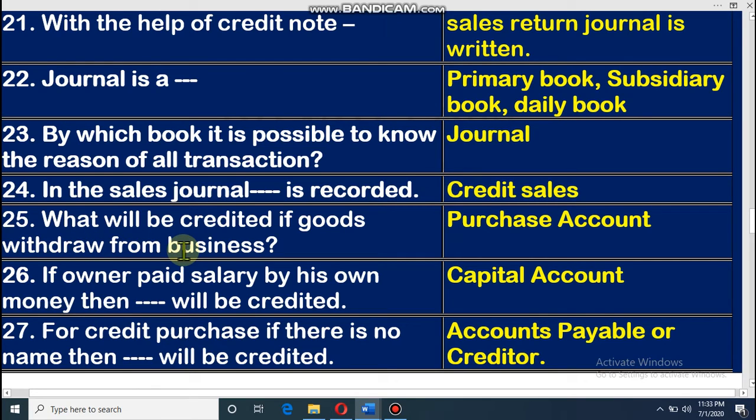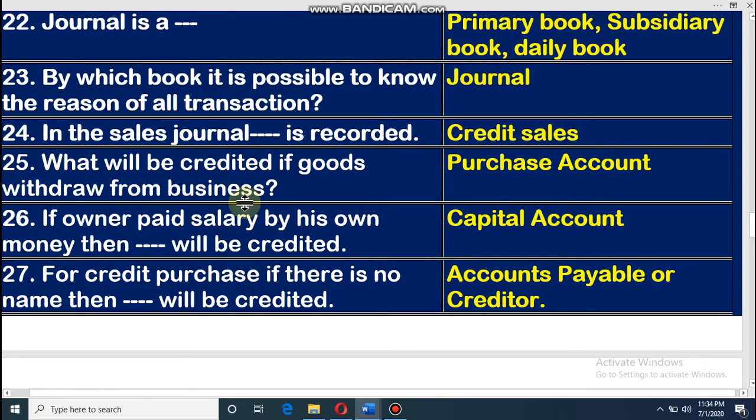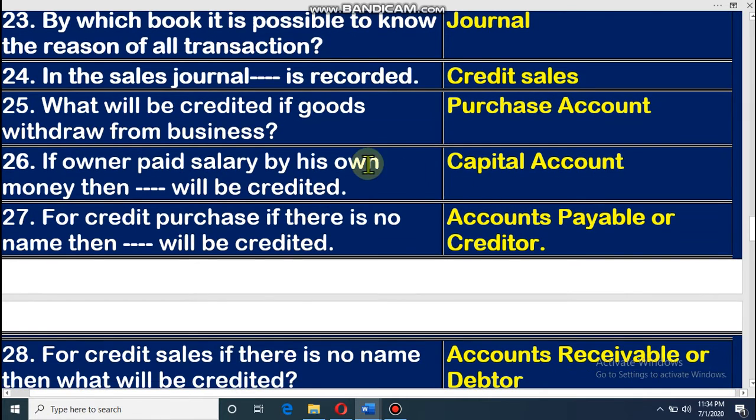Dear student, very important question. What will be credit if goods are withdrawn from business? If owner has taken goods from the business, then purchase account will be credited. If owner paid salary by his own money, then capital account will be credited. If salary paid by owner, capital account will be credited.